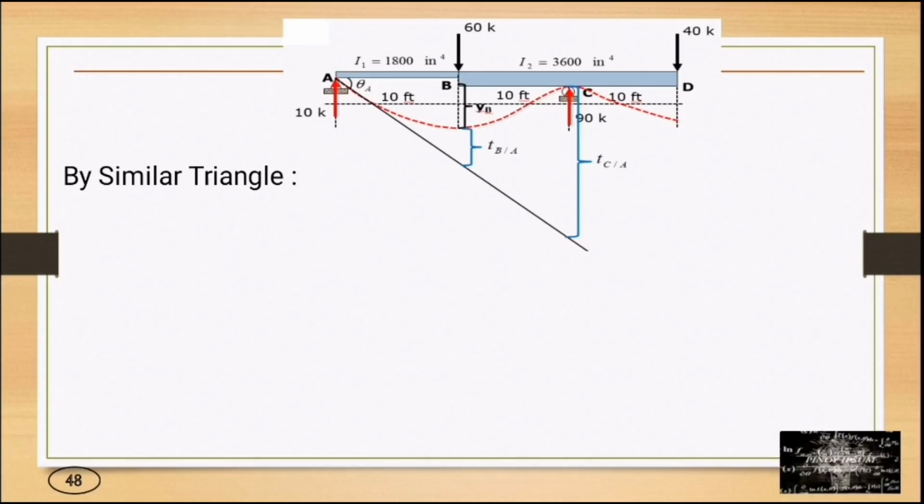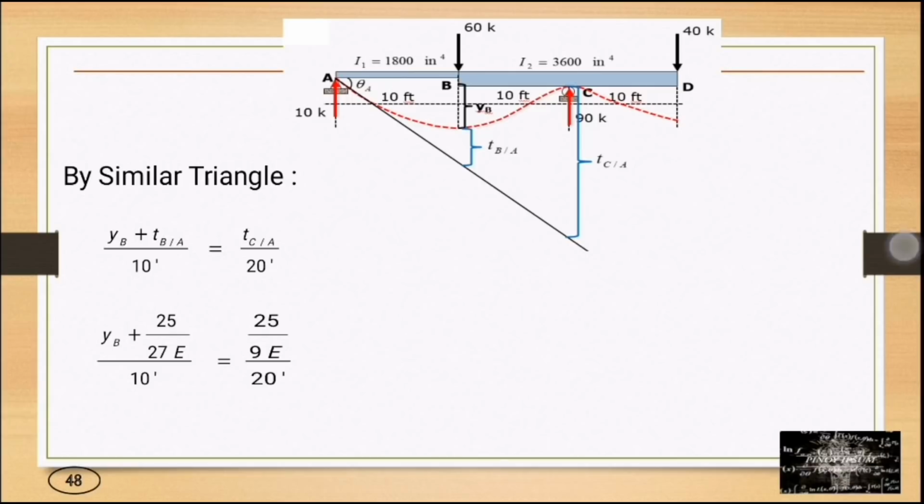By similar triangles, using ratio and proportion, YB plus TBA over 10 feet is equal to TCA over 20 feet. So we just insert the value of TBA, then the value of TCA. So YB is equal to 25 over 54EI.